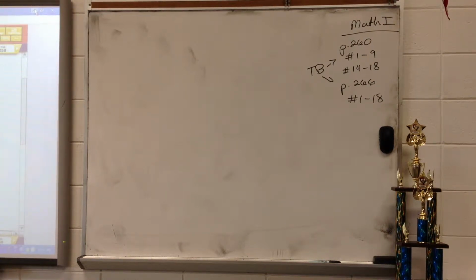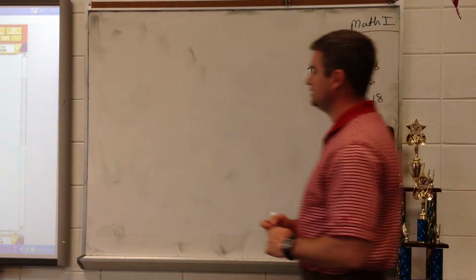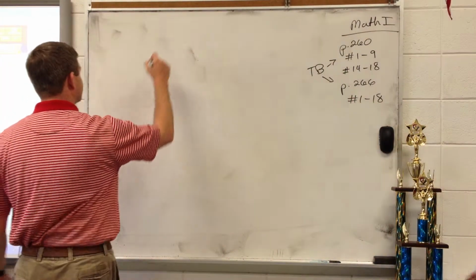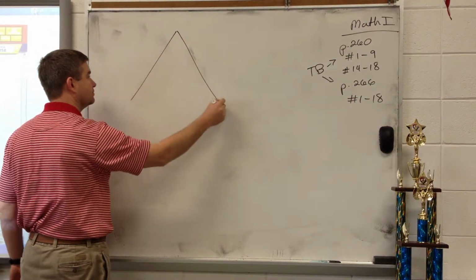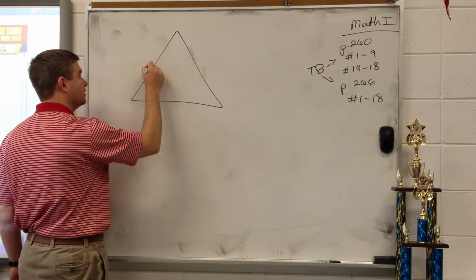All right, here we go. This is the midsegment of a triangle. Read that first definition out there, David, for me, nice and loud, this first sentence. A midsegment of a triangle is a segment that connects the midpoints of two sides of the triangle.